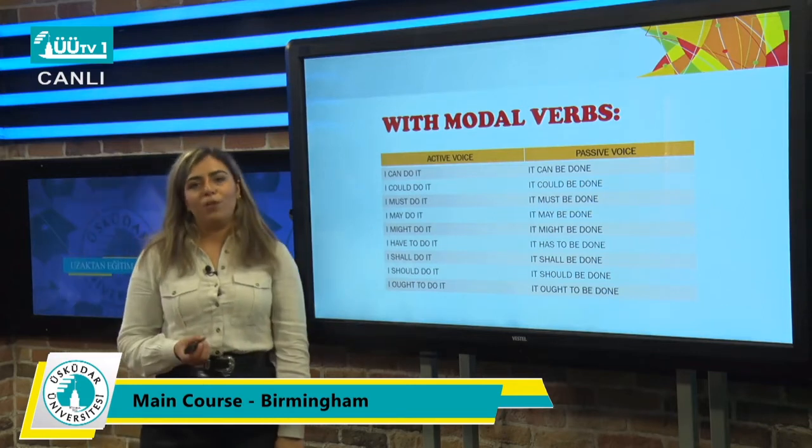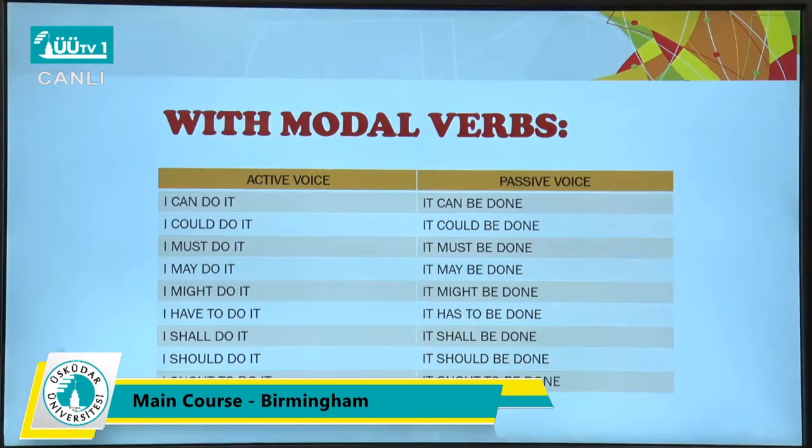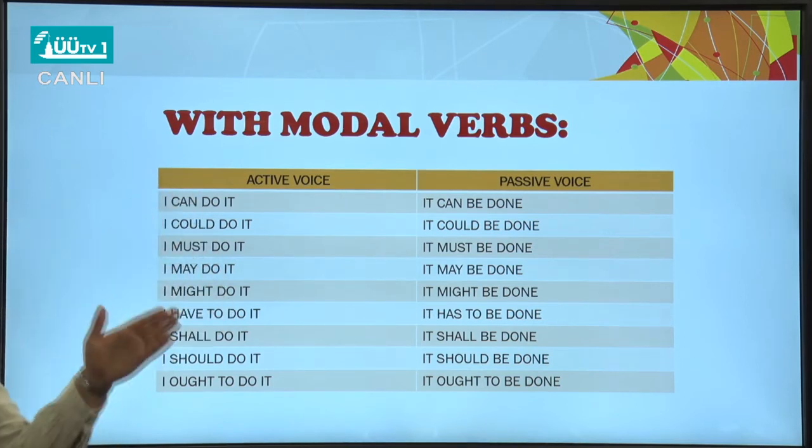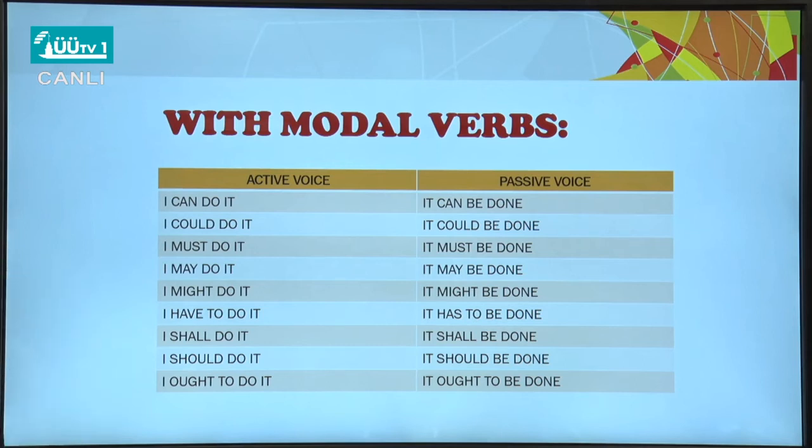What about modal verbs? For modal verbs, look at this. I can do it. So I is subject, can do is modal verb, and the action, of course. It is our object. So we have to start our sentence with the object, which will be our passive sentence's subject. It can be done. It's again be plus past participle.